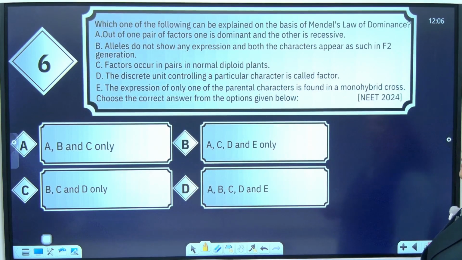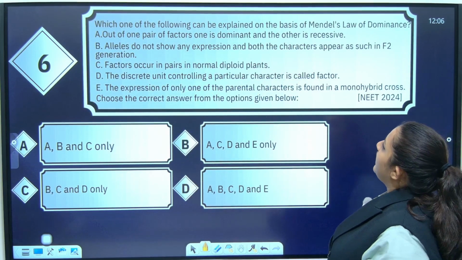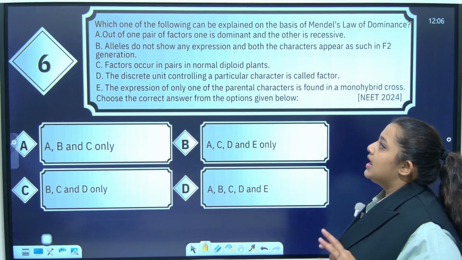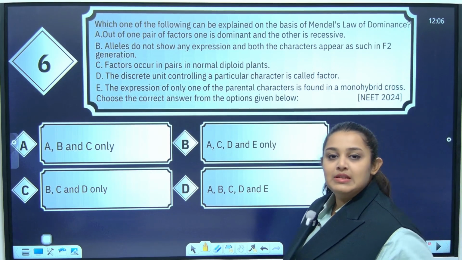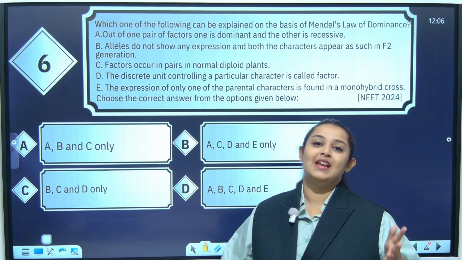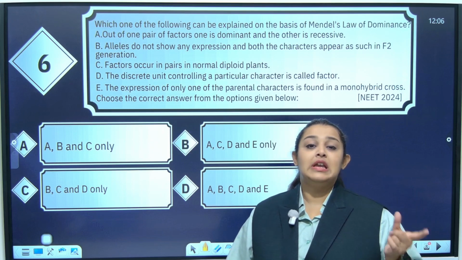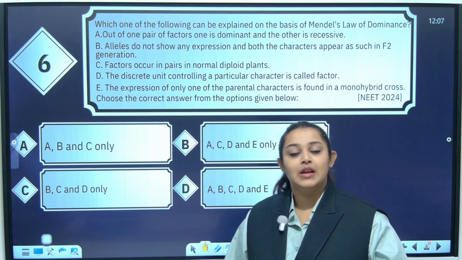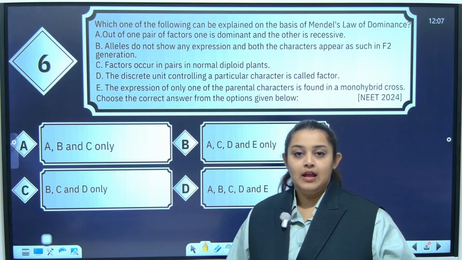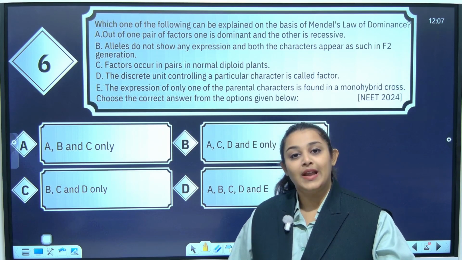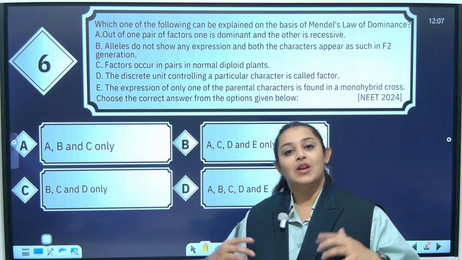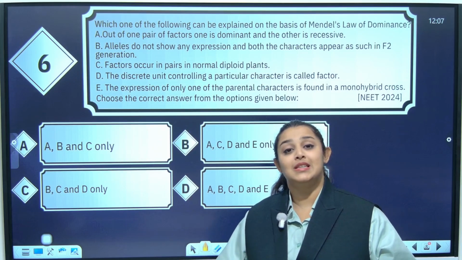Let's go to the next one. Which one of the following can be explained on the basis of Mendel's law of dominance? We all know Mendel's law of dominance, yes or no? It is the first law where he mentions that in F1, whichever allele is dominant is seen or expressed, while the other, which is not expressed, is recessive. However, in F2, the recessive one also expresses itself.